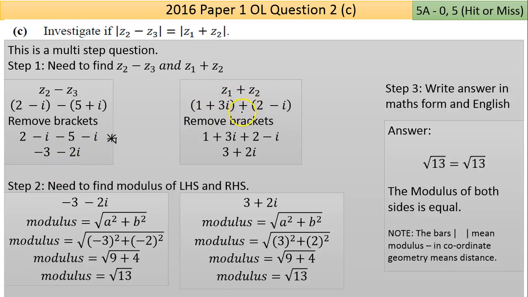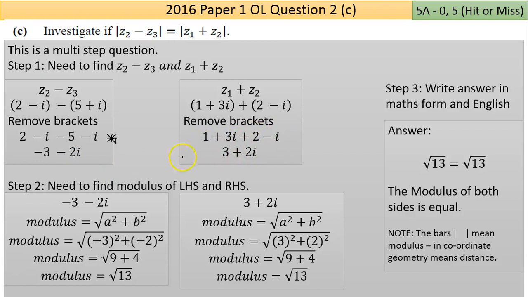Now this is easier in the sense that it's an addition, so the plus sign multiplying into the bracket doesn't change anything. So we remove the brackets with a penalty, so it's 1 plus 3i plus 2 minus i. Add your real parts, 1 plus 2 is 3. Add your imaginary parts, 3i minus i is plus 2i.